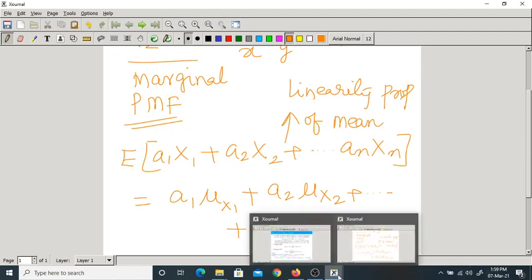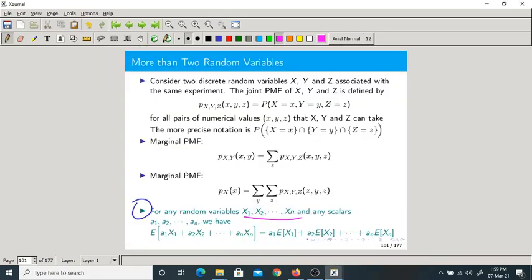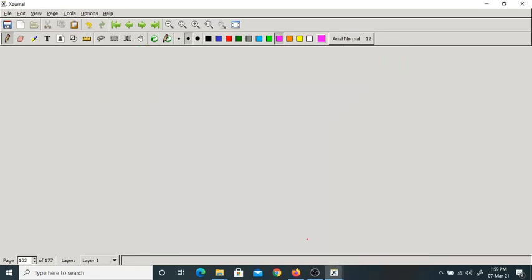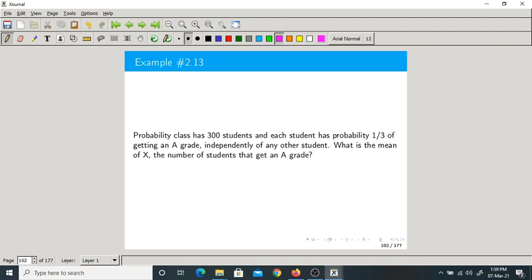Now, let us take this problem. The probability class has how many students? 300 students, and each student has a probability of 1/3 of getting an A grade independently of other students. What is the mean of x?